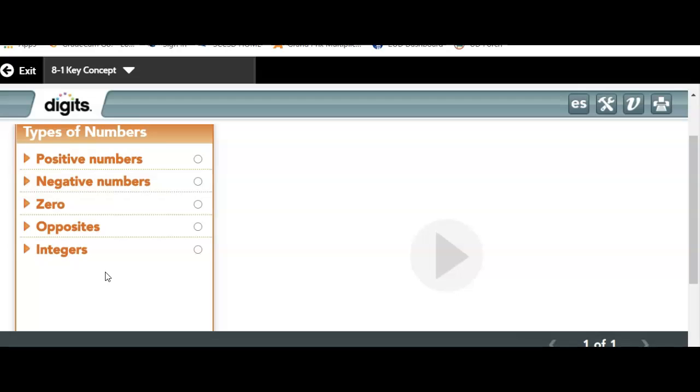Any whole number. What do you see on a number line up there? All those are integers. They're all whole numbers, positives, and their opposites. All those numbers up there are integers. Questions?